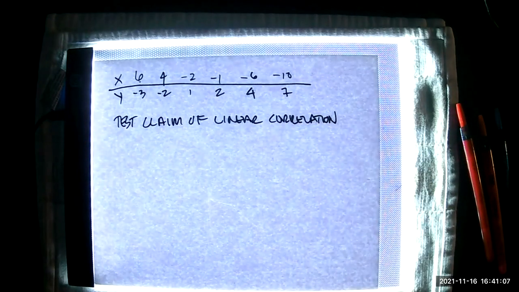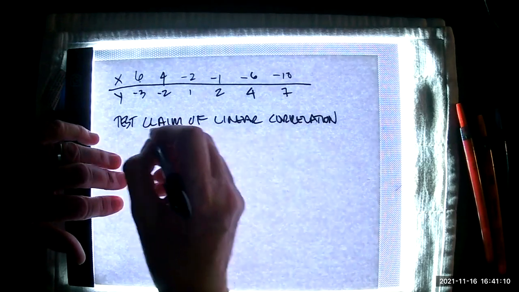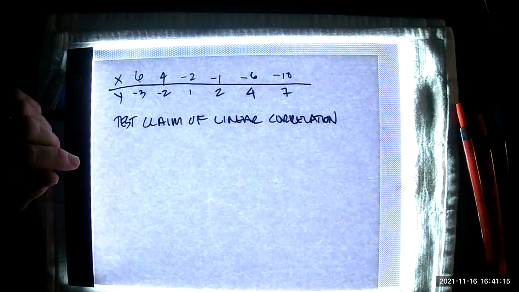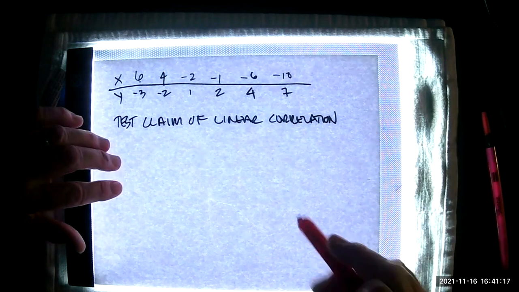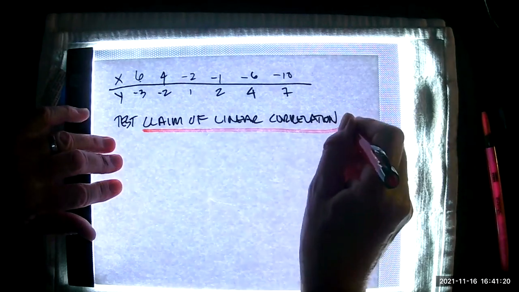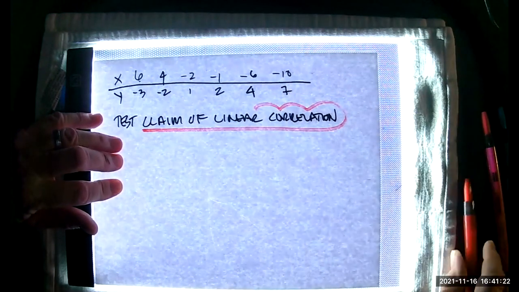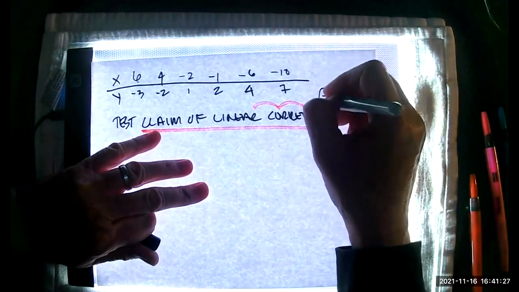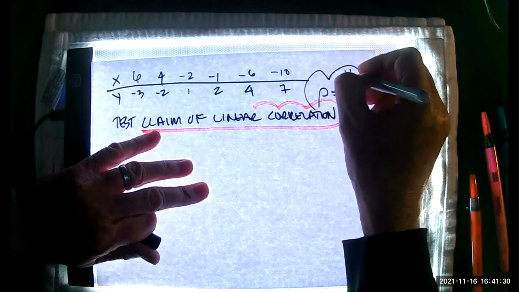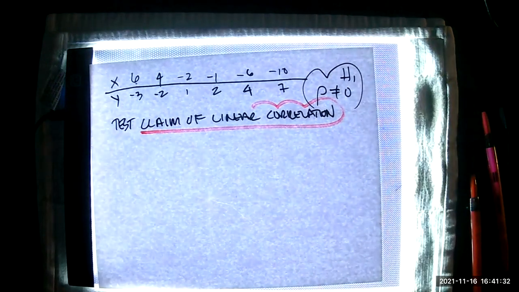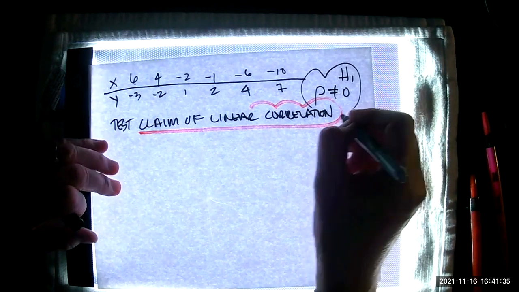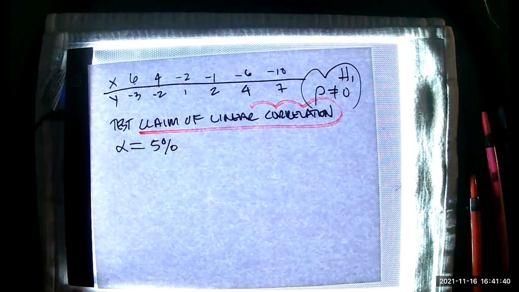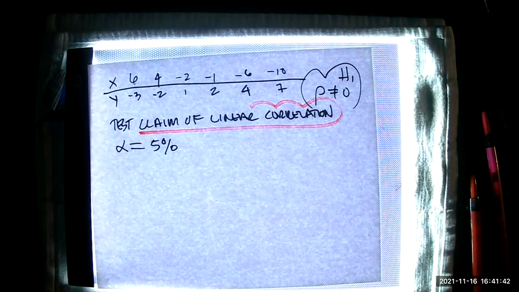This one, for whatever reason, can be a bit confusing sometimes for students to interpret, at least as far as the initial claim goes. So the claim of linear correlation means we're working with rho not equal to 0, which means I've got my alternative hypothesis. I'm going to use, for this problem, alpha equals 5%. That's my level of significance.